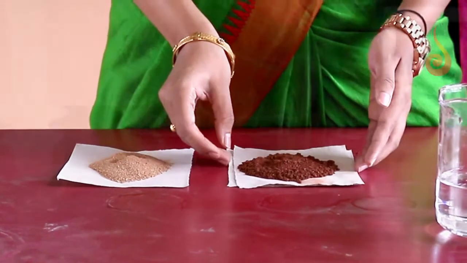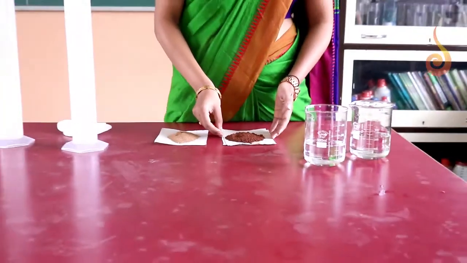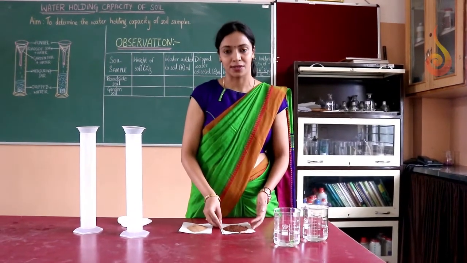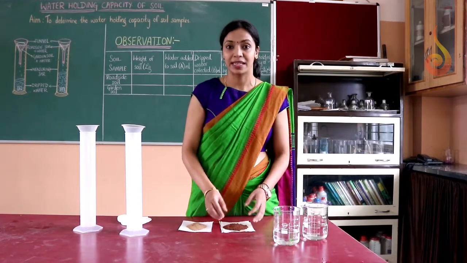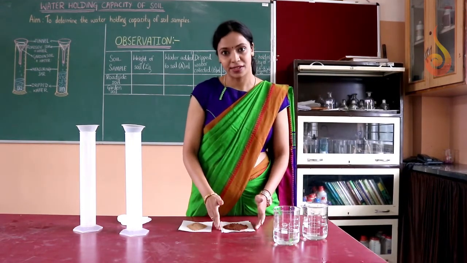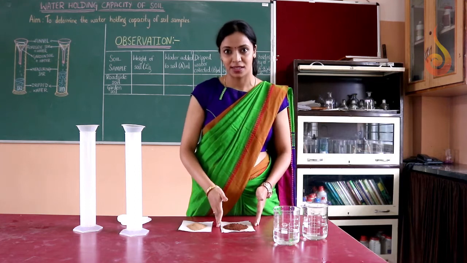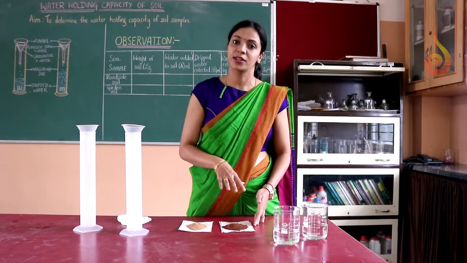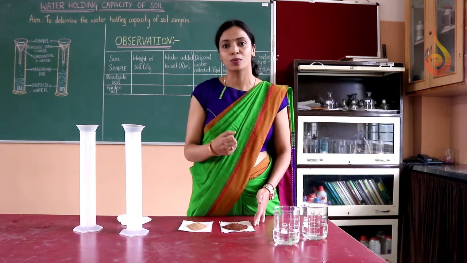You must always remember that the water holding capacity is inversely proportional to the size of the soil particles. If the size of the soil particles is big, then the water holding capacity of that particular soil will be less. If the size of the soil particles is small, then that kind of soil will be able to hold on to more water.